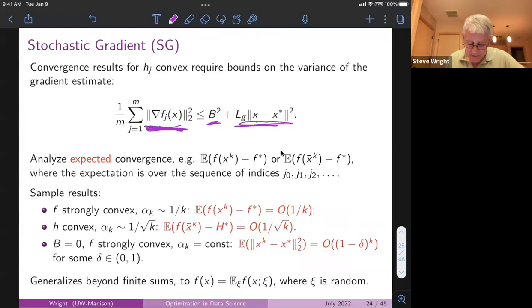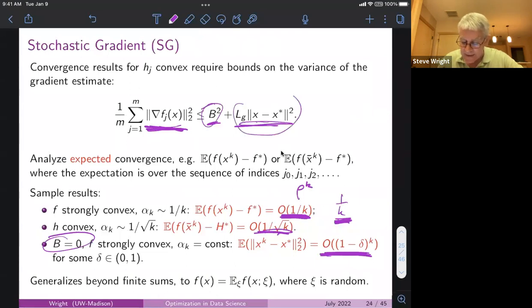But the sorts of rates that you see in the strongly convex case, you get an order 1 over k rate. And remember, for full gradient, we actually got a geometric rate. We sort of got a rho to the k rate. So you do pay a price for only using a stochastic gradient. Instead of having geometric or linear convergence, you only get arithmetic or sublinear convergence. If you've got convexity, you can say a little bit more, and so on. In the case where the b is 0, you can actually recover the geometric rate. So if the variance in the individual gradients shrinks to 0 as x goes to x star, you actually get back the same behavior that you see in the full gradient method.